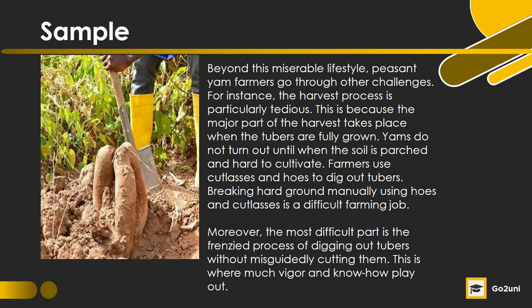For instance, the harvest process is particularly tedious. This is because the major part of the harvest takes place when the tubers are fully grown. Yams do not turn out until the soil is parched and hard to cultivate. Farmers use cutlasses and hoes to dig out tubers. Breaking hard ground manually using hoes and cutlasses is a difficult farming job. Moreover, the most difficult part is the frenzied process of digging out tubers without misguidedly cutting them. This is where much vigor and know-how play out.